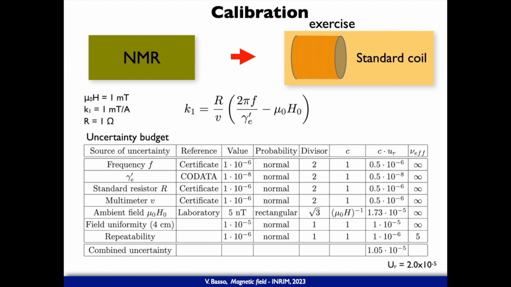This is a typical budget. The gain is done with the 1 millitesla range. Again, the field uniformity and the ambient field are the two crucial contributions to the uncertainty. So the better the uniformity of the coil and the better, let's say, shielding of the ambient field is done, this gives the quality and the final uncertainty we can attribute to the coil constant.